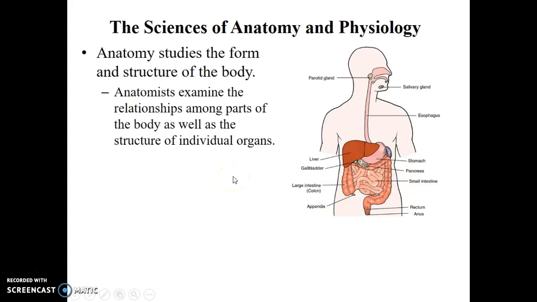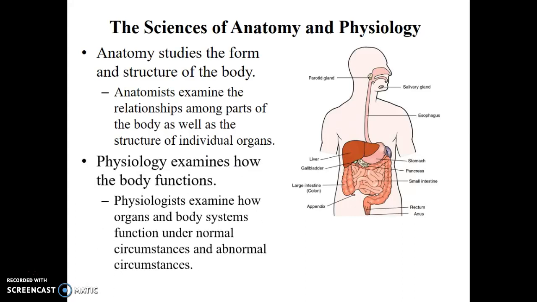And so an anatomy major or an anatomist would be studying the structures that make up the digestive system, how they are put together, what cells make up the tissues, what muscles surround the organs, stuff like that.